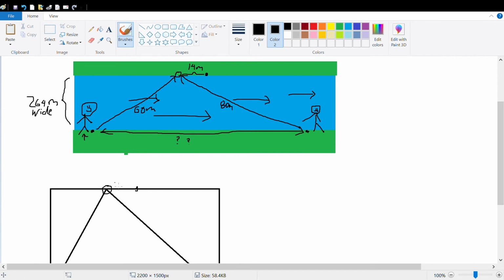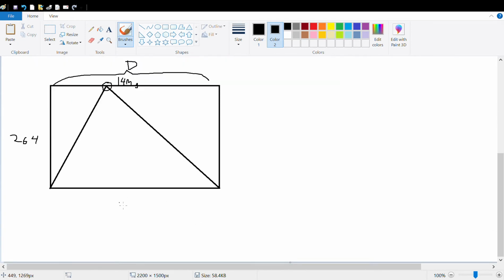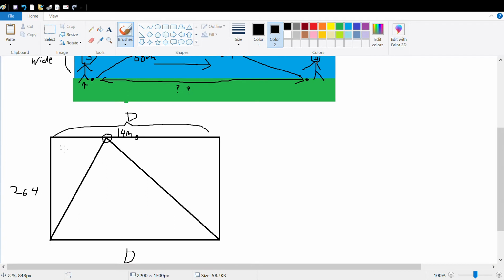So we have that this is 14m, as we established right here. This whole thing, as defined by the problem, is d, and we know this is 264 meters wide. This is a rectangle, since we're told the river is straight. In addition, that means that this is a right angle. So now it's time to pull out the Pythagorean theorem. We know that this is d over 2 minus 14m, and this is d over 2 plus 14m. Pulling out the Pythagorean theorem on these two triangles, we have two equations.